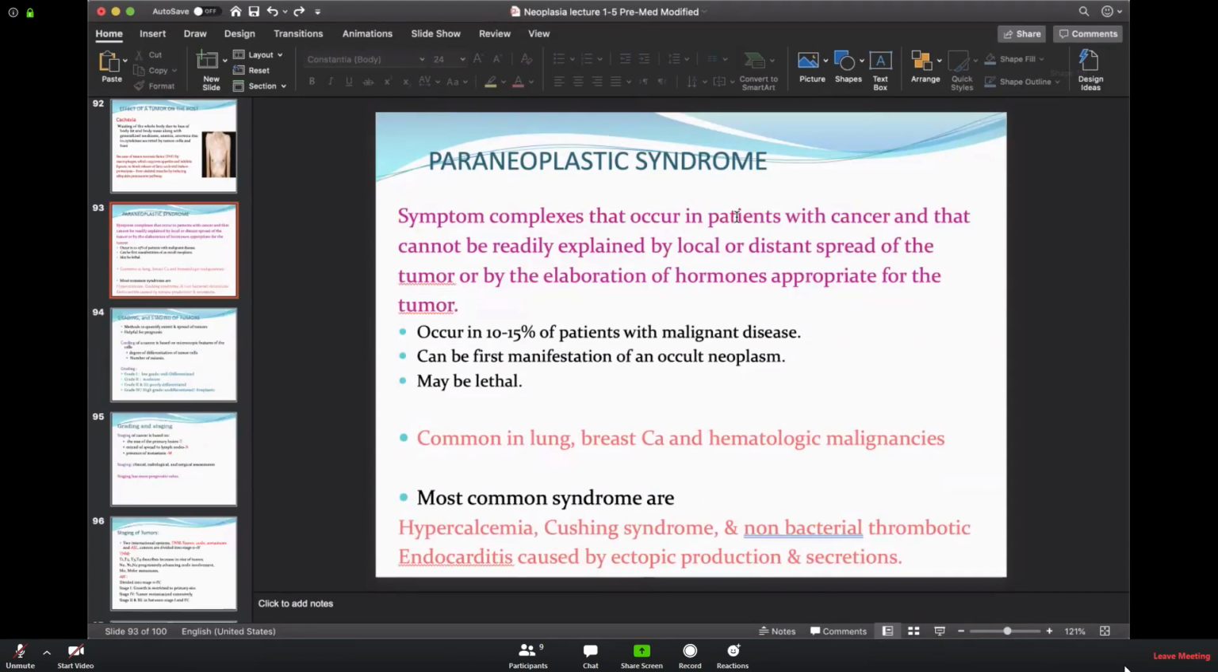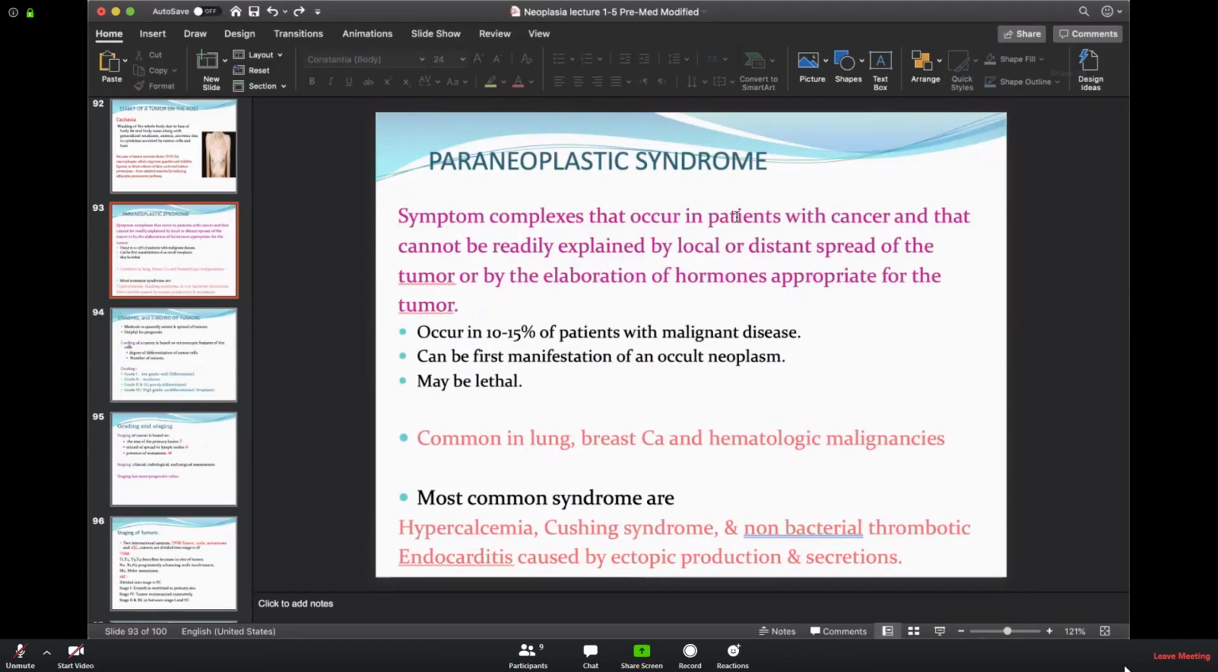So paraneoplastic syndromes are important. Why? Because they occur in 10 to 15% of malignant diseases. Sometimes they are the first presentation of an occult neoplasm. So they get the patient investigated for the underlying cause of a certain syndrome, and in the end this syndrome is caused by a tumor. So you always have to think about malignancy or tumors as a part of unexplained clinical manifestations of various syndromes. They can be lethal sometimes.